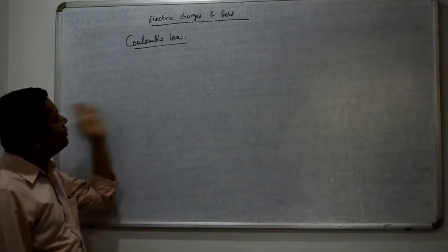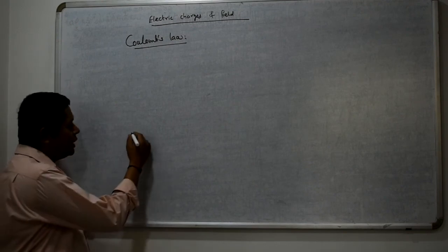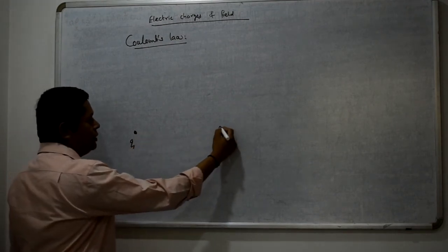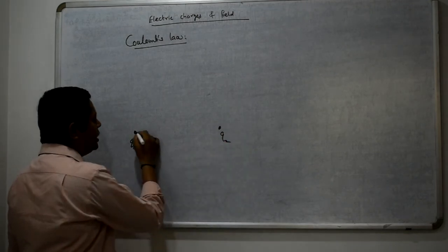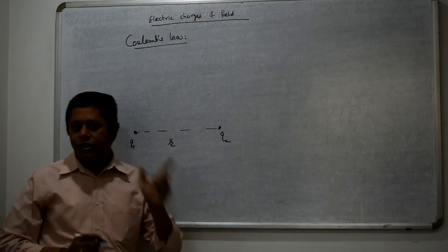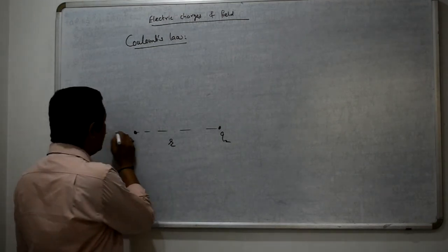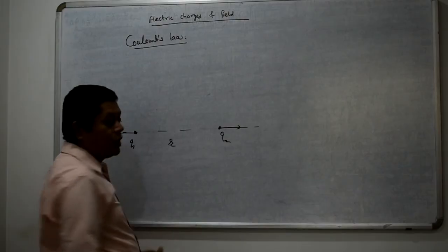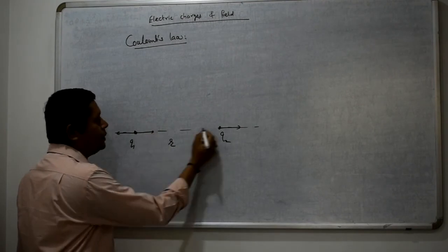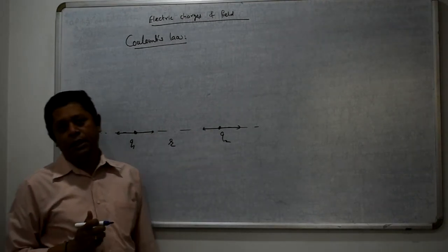Exactly in a similar way, there is Coulomb's law. What does Coulomb's law say? Any two bodies having certain charges, let's say charges Q1 and Q2, if they are separated by a certain distance r, then an electrostatic force acts between these two charges, along the line joining the centers of the two charges. If the charges are unlike, the force is attractive, but still acting along the line joining the centers.